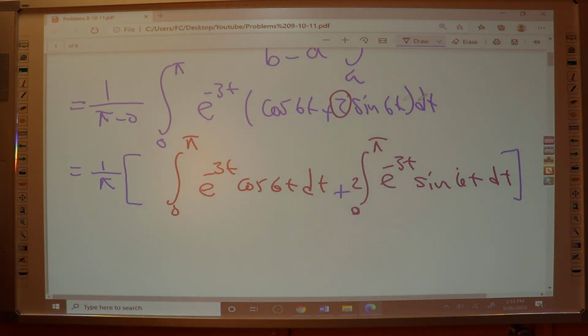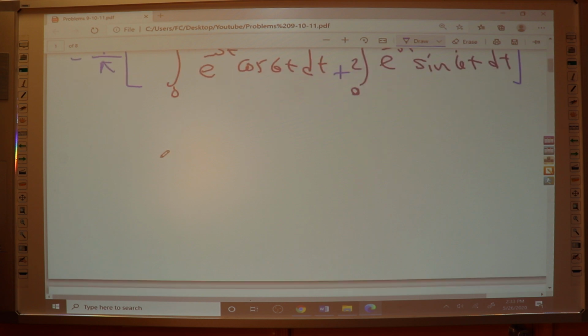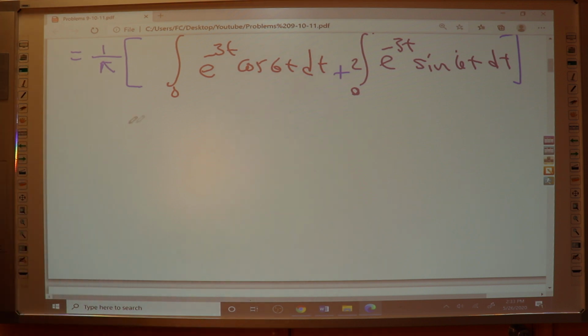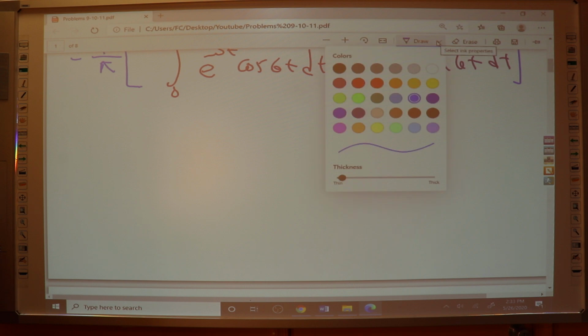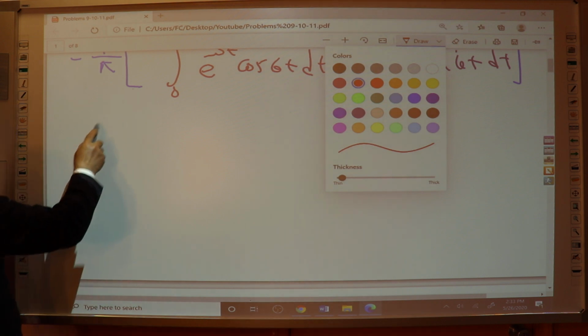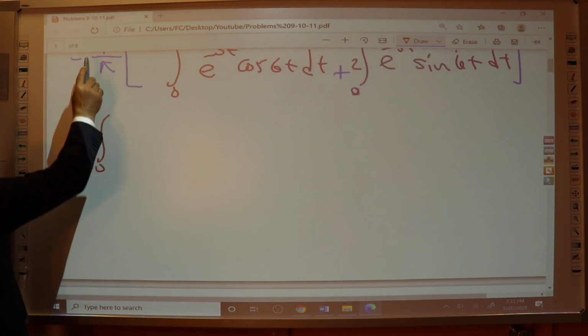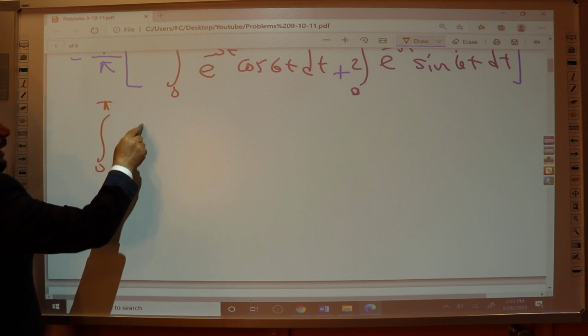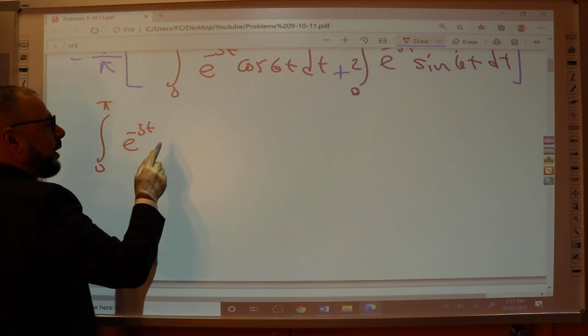And do the integration. I'm going to call one of my students to do this integration. I'm going to start it, then he will finish it. Can you do that for me, Ismail? At the end we're going to multiply by 1 over pi. Integration from 0 to pi of e to the negative 3t. I need small handwriting, Ismail.